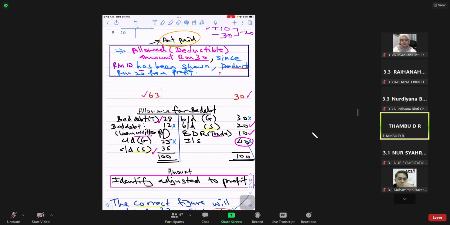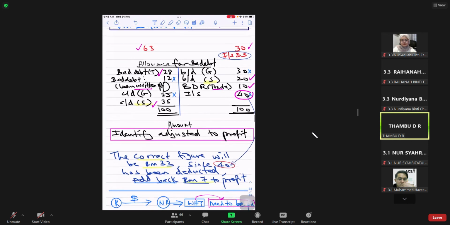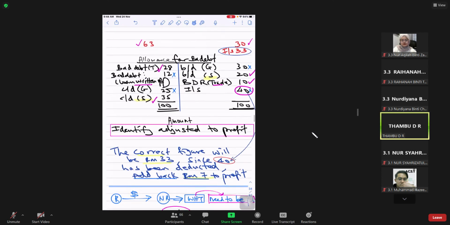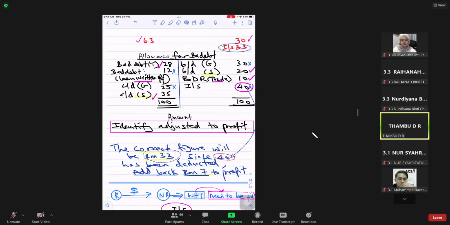Allowed 63. Allowed 30. So what is the right figure that should go to the income statement? The right figure that's supposed to go to the income statement must be 33. You see, 63 minus 30, you're supposed to take 33, not 40. So what does this tell you? You debited 40, I'm supposed to debit only 33. Too much. Take out the 7. The correct figure will be 33. Since you put 40, add back the 7. That's all. Add back the 7.